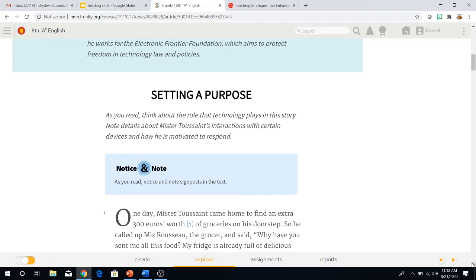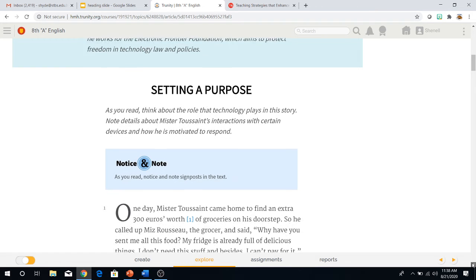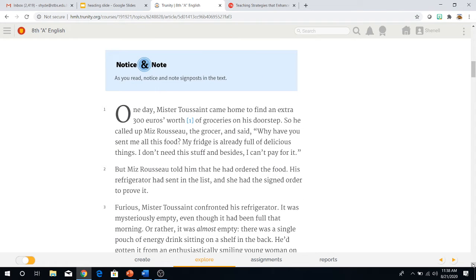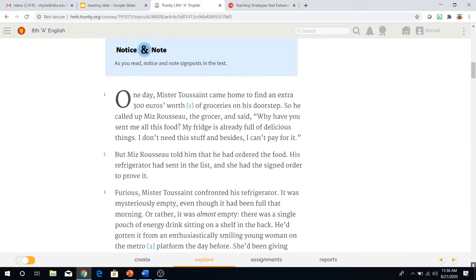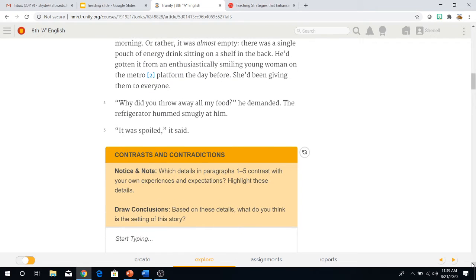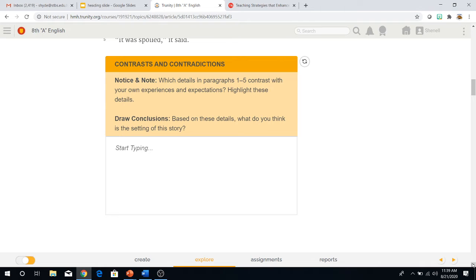As you read, think about the role that technology plays in this story. Note details about Mr. Toussaint's interactions with certain devices and how he is motivated to respond so. Now remember, we saw this in an earlier class. Notice and note will always be in the story because we have to look for those 3 key signposts. So as you read, notice and note the signposts in the text. Now we go through paragraph 1, 2, 3, 4, and 5. And once you're done reading those, you'll come to your very first signpost.